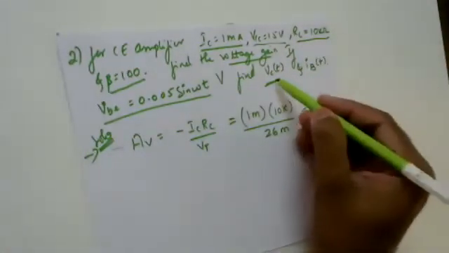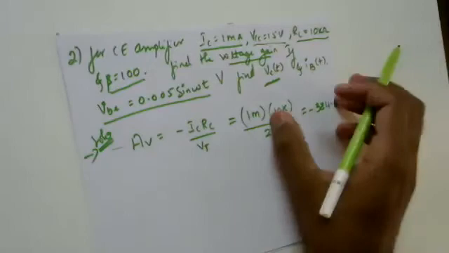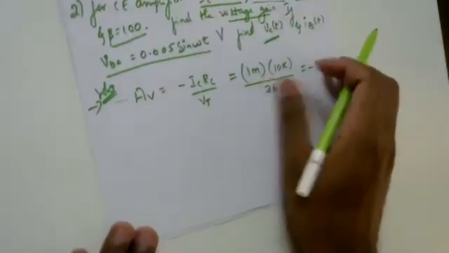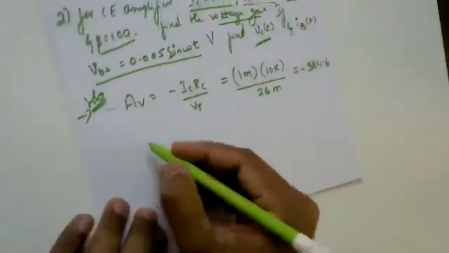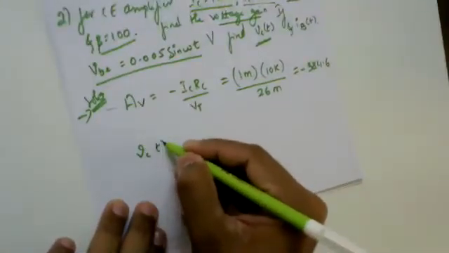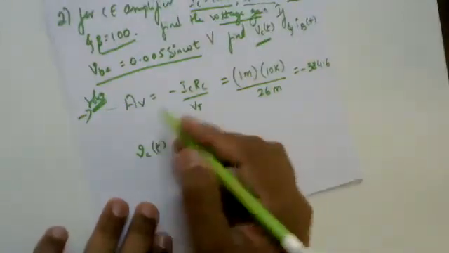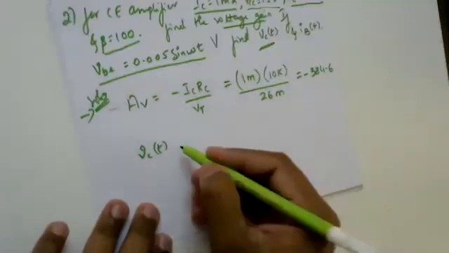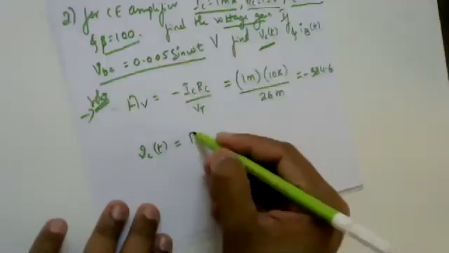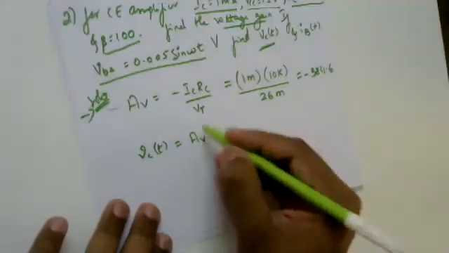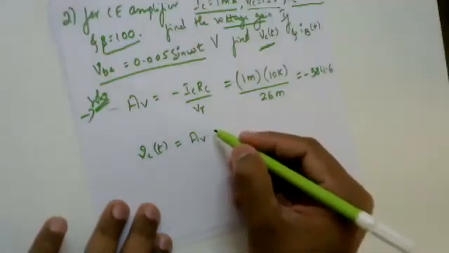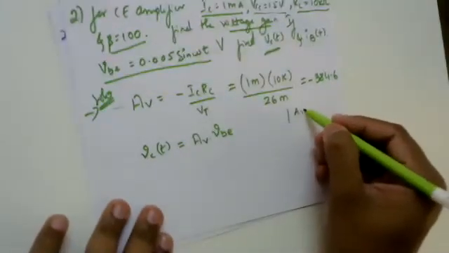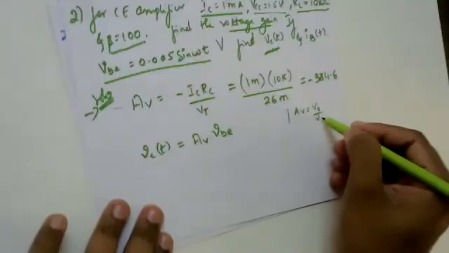Now we have to compute VC of t and IB of t, right? So how to compute this VC of t? This is small vc of t, the output voltage. How can I define output? Output can be defined as gain AV into input. What is input? Input is VBE. I'm using a simple equation: gain is V out by V in.